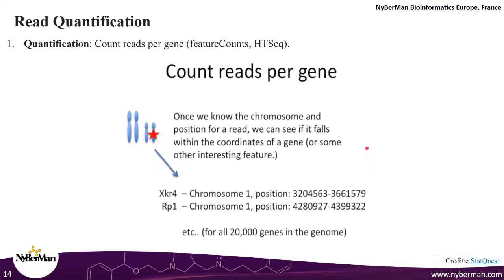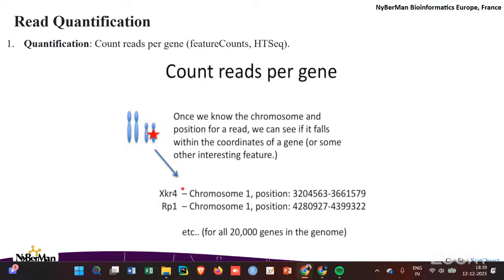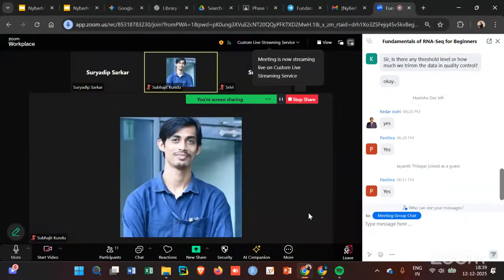Okay. Now, for each read, if you know the start and end position of the read in your reference genome, and you know the start and end position of a gene, what you can do is compare these numbers and actually figure out whether your read falls between these two positions, right? And therefore, if a read falls between the positions 3204563 and 3661579, that means that read can be attributed to this gene XKR4, right? Make sense, people? Does it make sense?